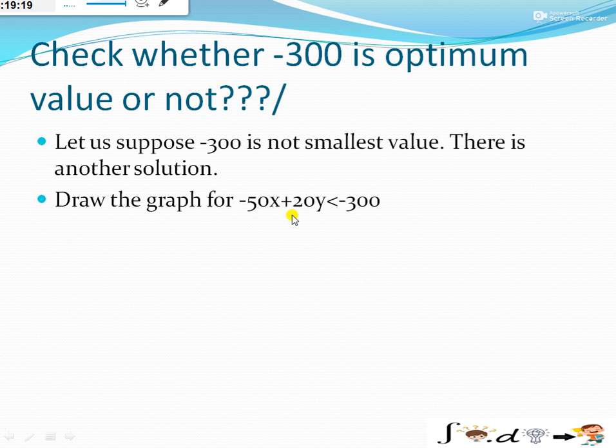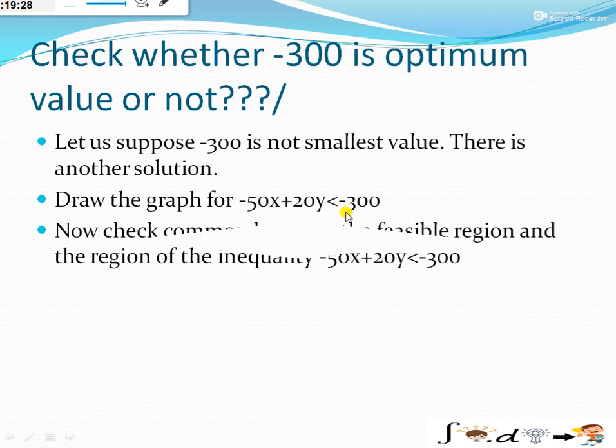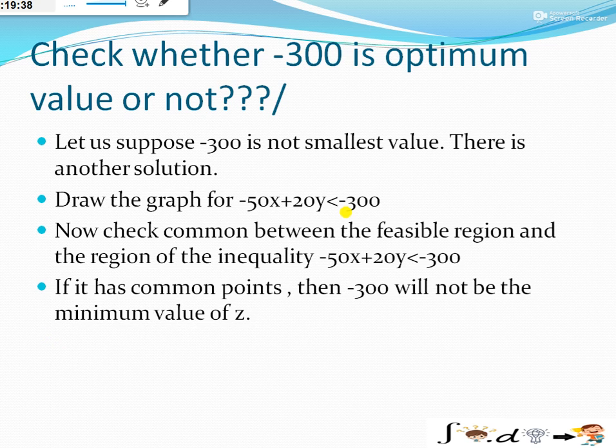Z is equal to minus 50x plus 20y. That is, minus 50x plus 20y is less than minus 300. It becomes, and now we have to draw the graph for this. That is, whether this region has any point in common with the earlier region or not. If there is a common point, then minus 300 will not be the minimum value of z. This is the concept we considered earlier in Theorem 2 for the unbounded region. Okay.